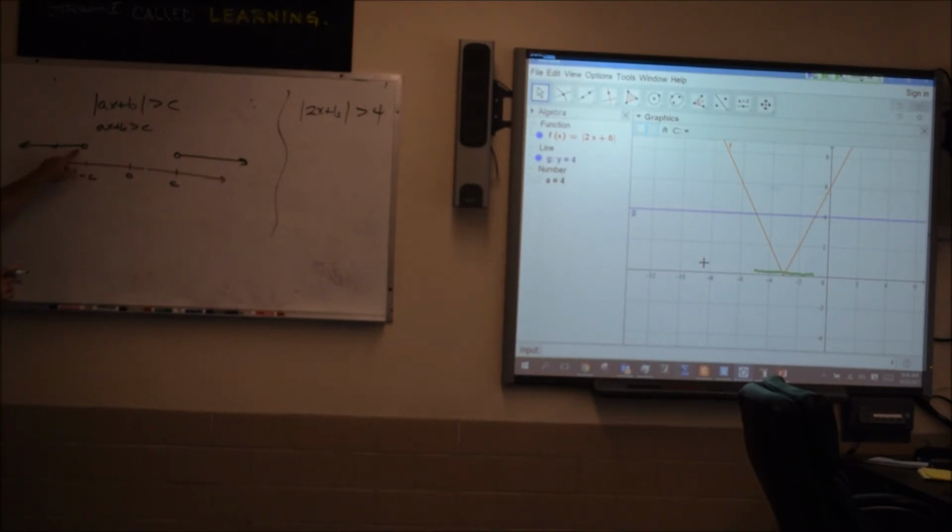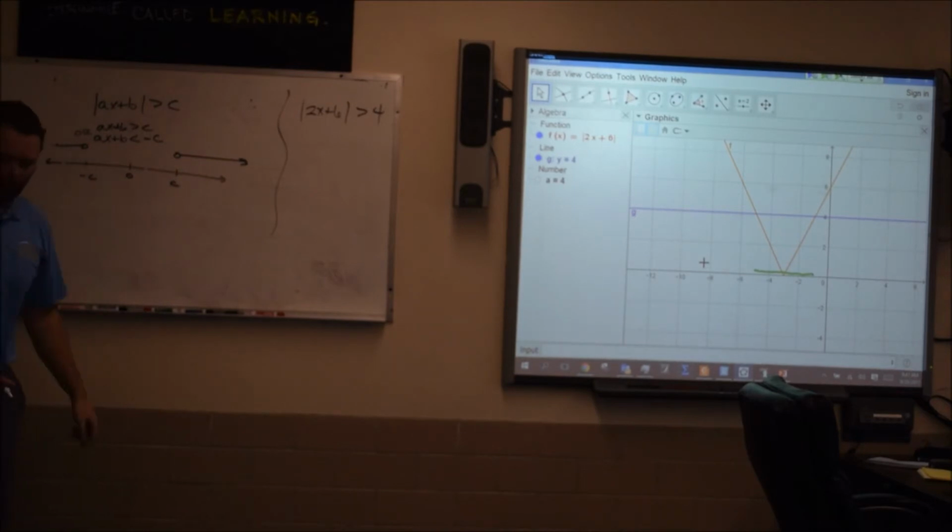Okay? Well, graphically speaking, if I want to take that graph and translate it into an algebraic expression, these values are less than -c, aren't they? So we're going to write ax plus b is less than -c. Okay? And those are the two things that we come up with. We write the word or with them. But those are the two inequalities that we come up with to solve a greater than question for absolute value.